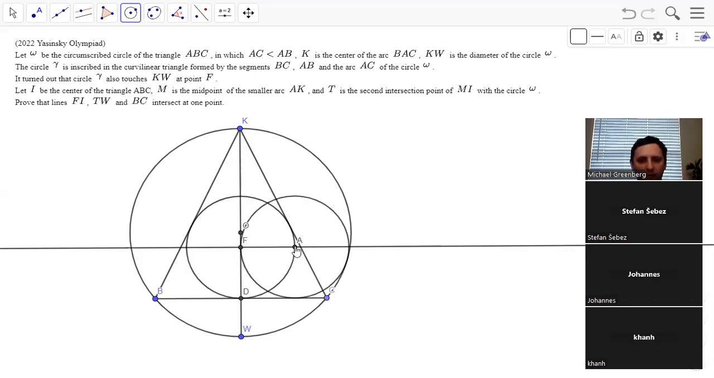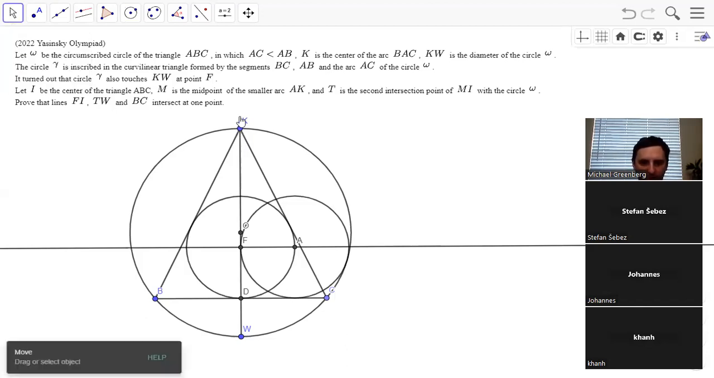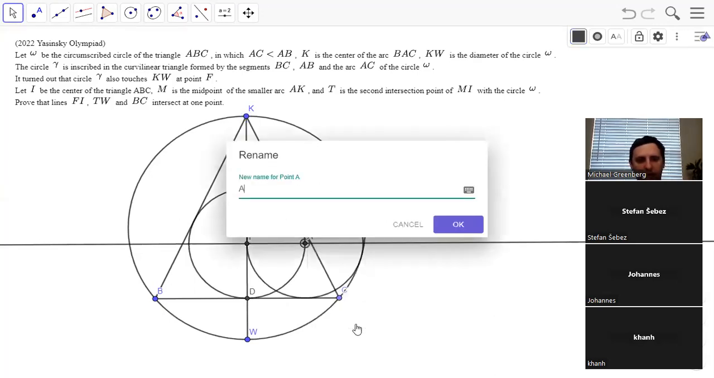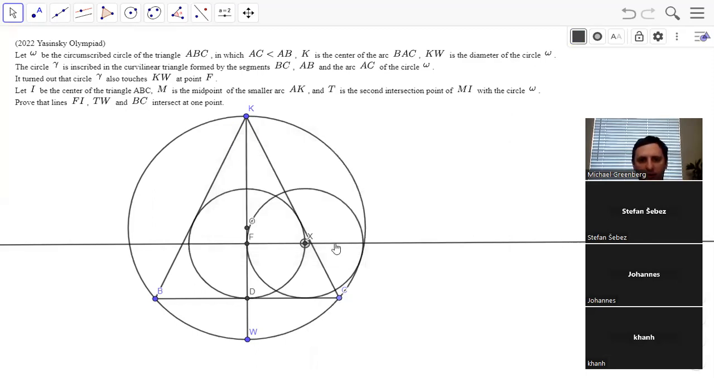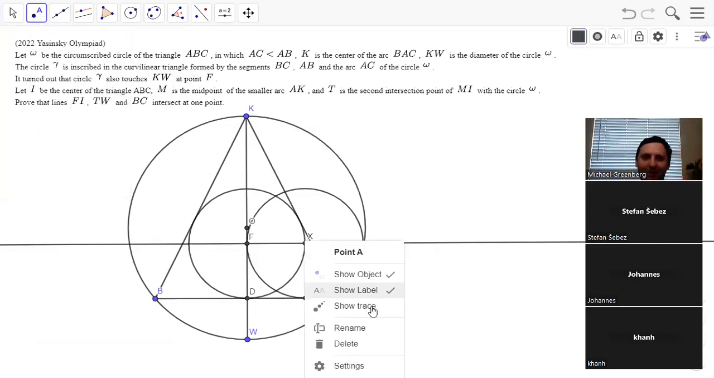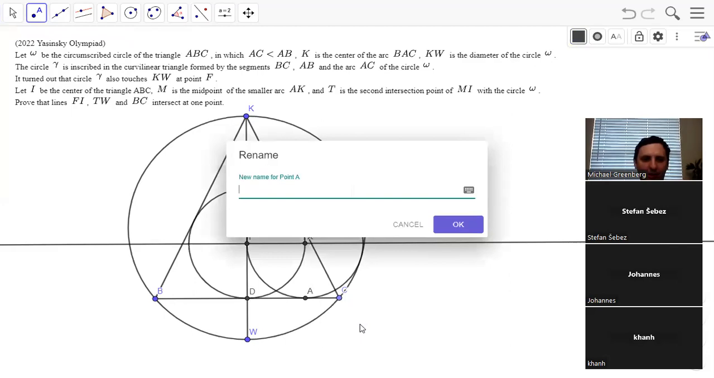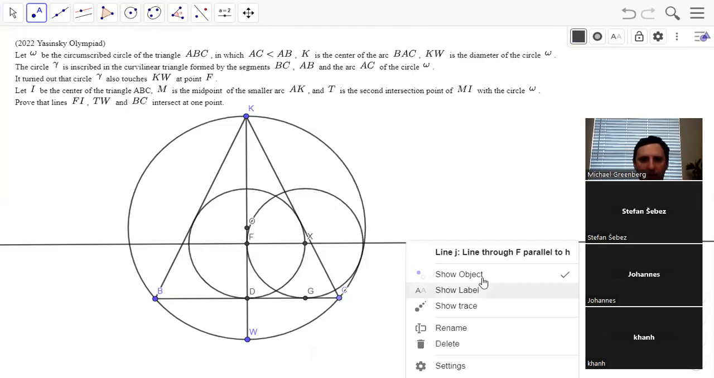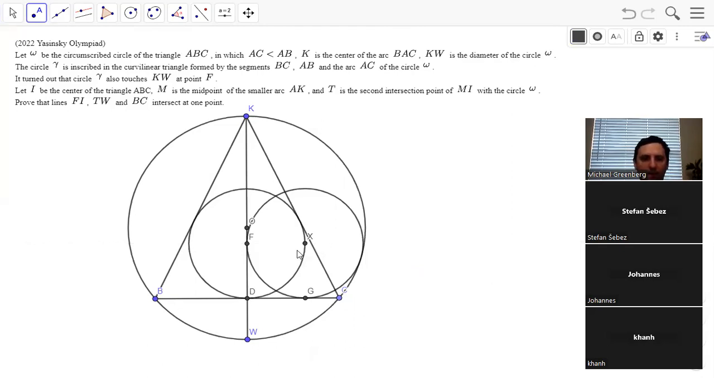So this intersection point right here is basically the center of this curvilinear circle. Okay, so let's call this X. It's driving me crazy. This is always A. Okay. So then we want to draw I. So yeah, how do we draw A?